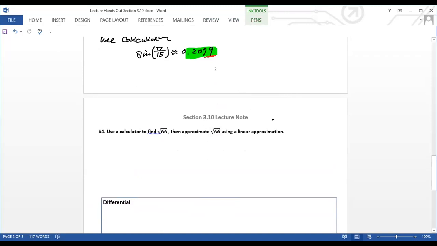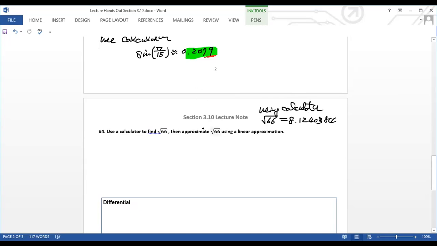Okay, so now I want to show you how close we are. If you plug the square root of 66 into the calculator, you will get about 8.1240384. So this is the calculator value. But now we don't have that, so let's see how close my approximation is.